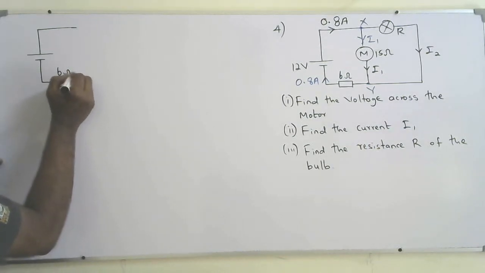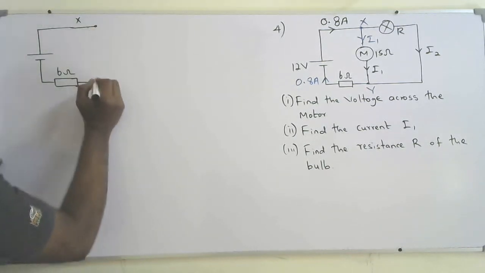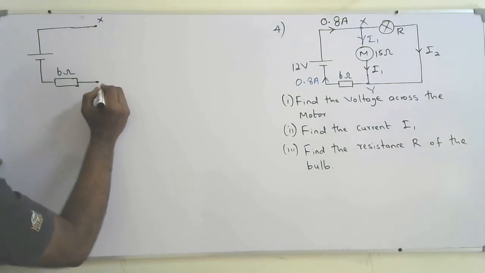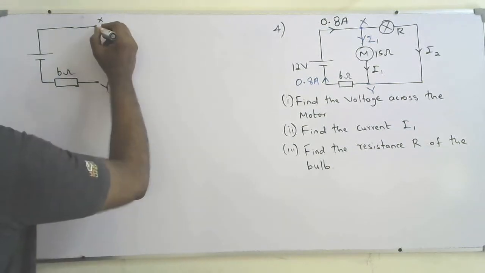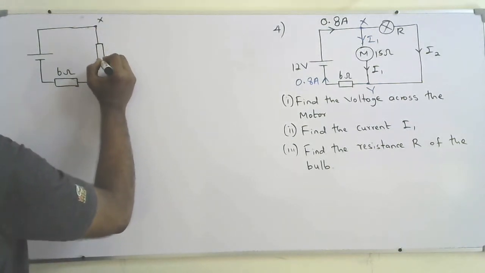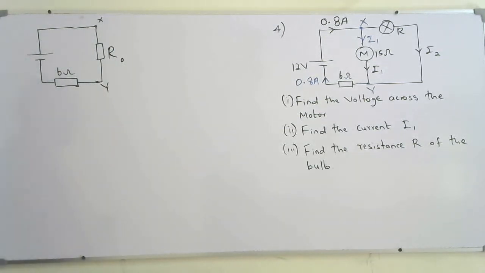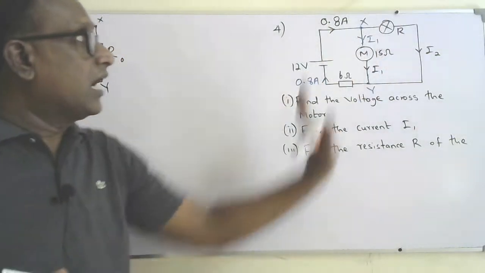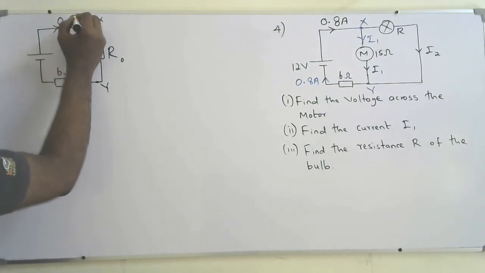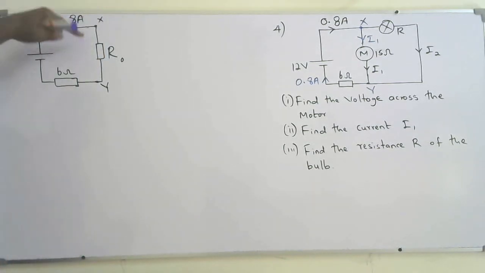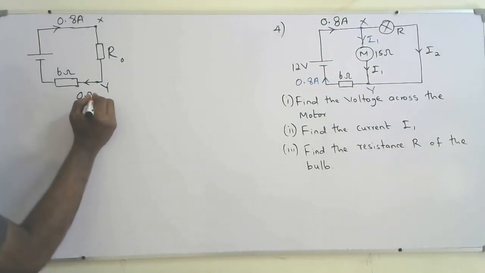This is the 6 ohm resistor. This is the junction X. This is the junction Y. So the equivalent resistance of these two, they are in parallel. I already explained it. That must be connected across the junction X and Y. So I can call it R naught. R naught is the equivalent resistance of the 15 ohms and R. Right, now look here, this is the current flow, 0.8 amperes. The same current will flow through R naught and come back to this one, 0.8 amperes.